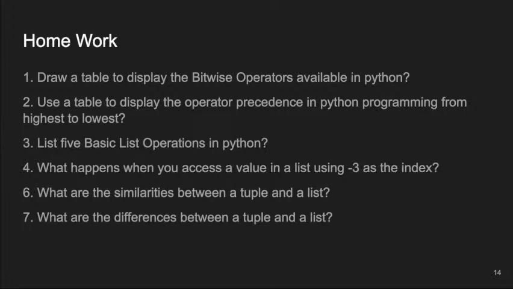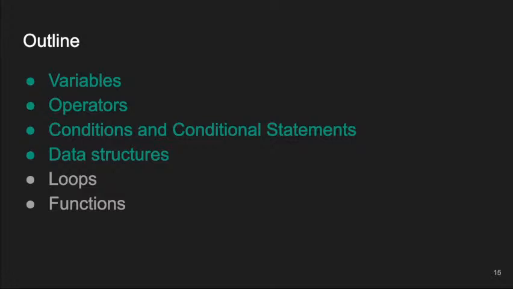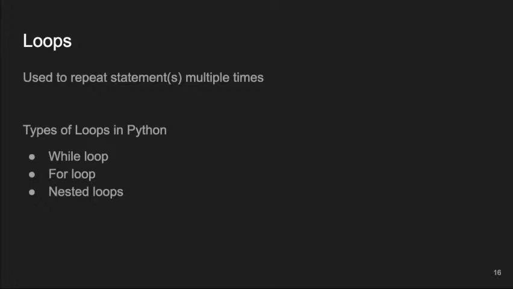All right, so moving on, we've now covered variables, operators, conditions, and conditional statements. Now we've also covered data structures. So the next thing we need to look at are loops, and these are some of the loops that we may look at for our lectures. So we'll look at the while loop, the for loop, and then what is called the nested loop.